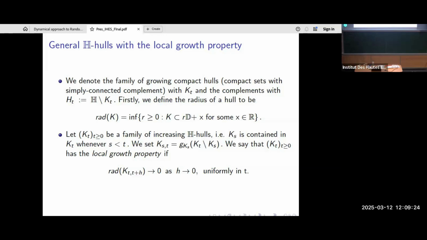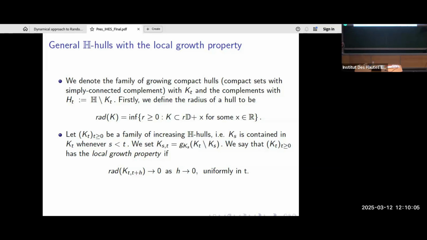Now, the class for which the framework of the theory functions is what is called the local growth property. So let's clarify a bit what the local growth is. If this is K_t, what do I mean by the local growth? First, I need to introduce what is called the radius of the hull K. That is the infimum R such that the hull is basically surrounded by a semicircle fixed at some x. So it's a geometric notion that tells me K is included in RD plus x, where D is the unit disk, I scale it by a factor R, and I'm picking some x such that I'm surrounding this hull, okay?